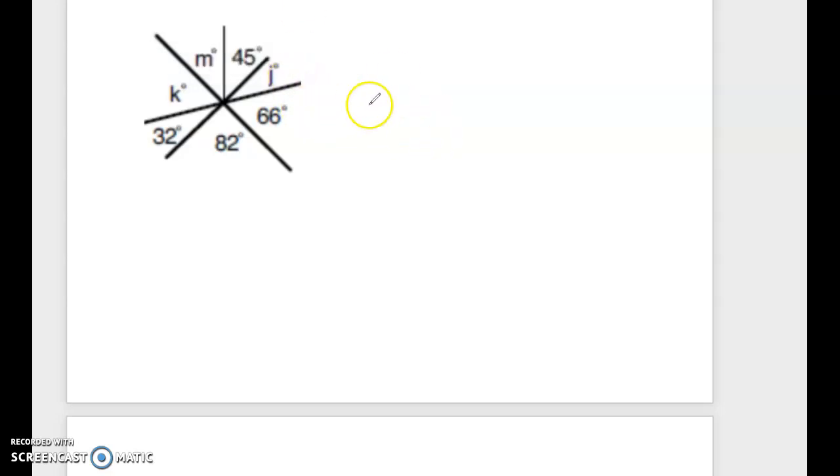Now this concept you must know: straight lines form vertically opposite angles. For example, if two lines are straight, maybe I'm not drawing very straight, but if two lines are straight, then the angles formed vertically will be equal to each other. Okay, will be equal to each other.